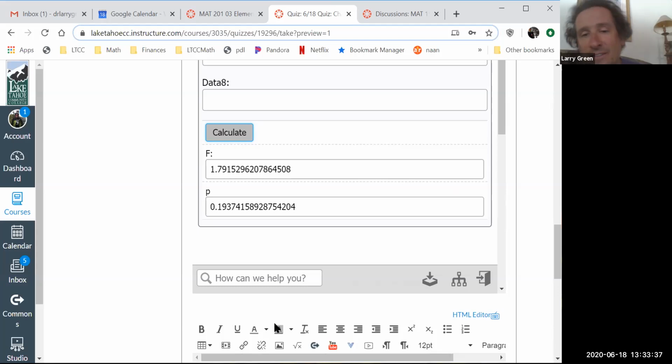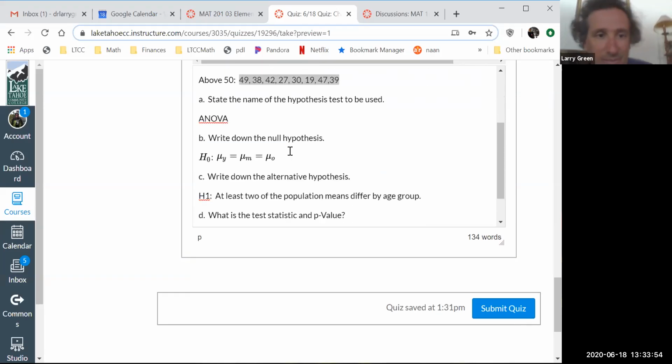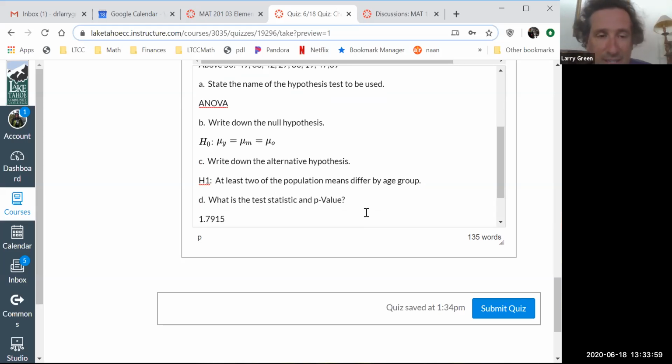Remember, the test statistic for ANOVA is the F distribution. That's our new distribution for this particular thing. And I'm not going to copy it all. It's just too many numbers. Nobody cares. Maybe I'll take four decimals. So the test statistic is F equals 1.7915. And again, there's some very serious math behind how this happens, which we're not doing.